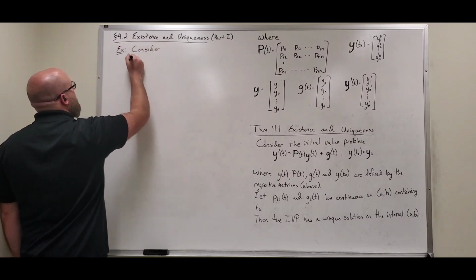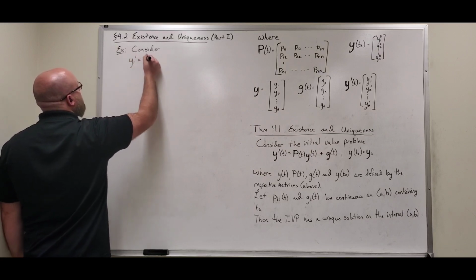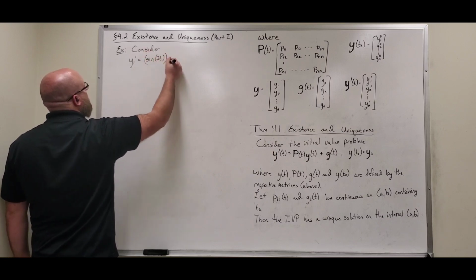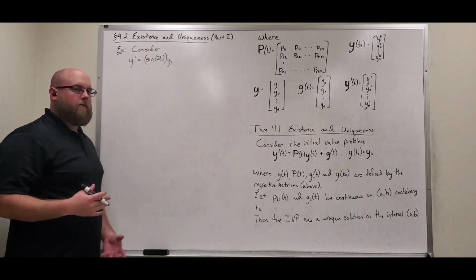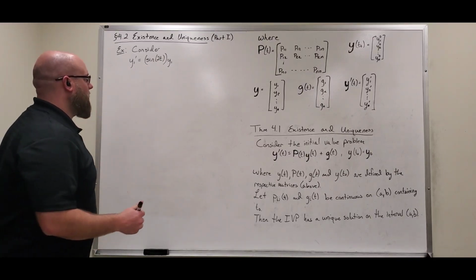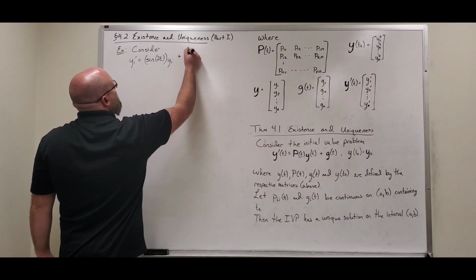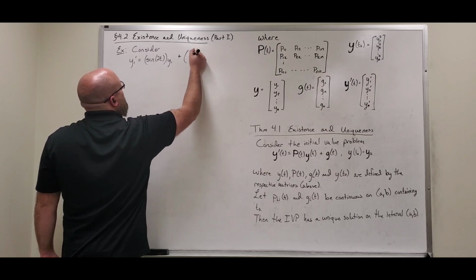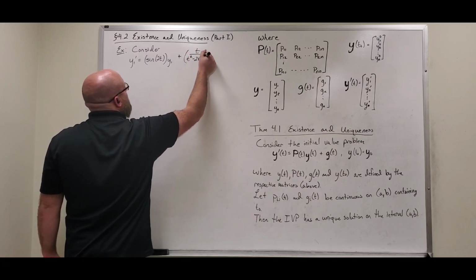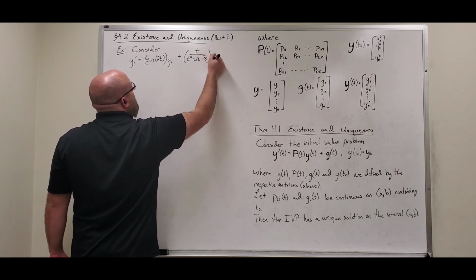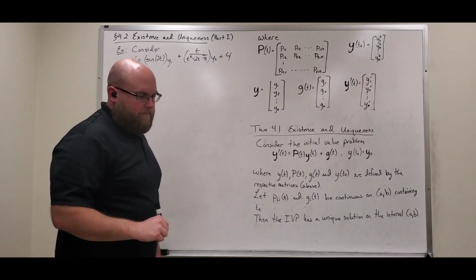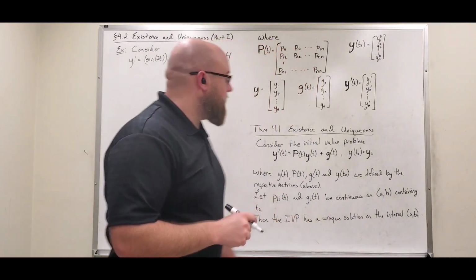So consider the IVP where we have y1 prime is equal to sine of 2t, and I'm going to put this in parentheses to help separate it from the rest of the problem because we want to be able to quickly identify it. Plus t over t squared minus 2t minus 8, y2 plus 4. Okay, so that's our first linear equation that we're dealing with.